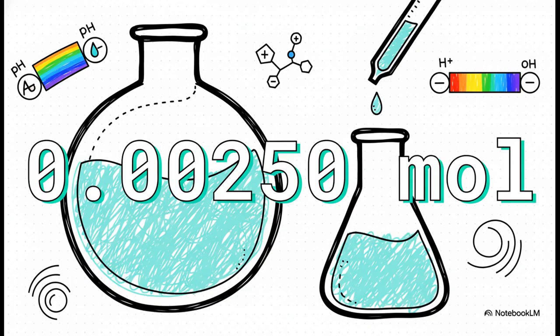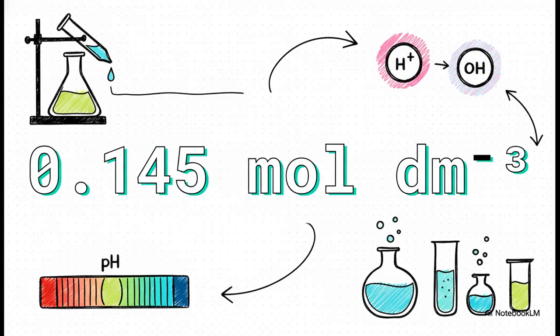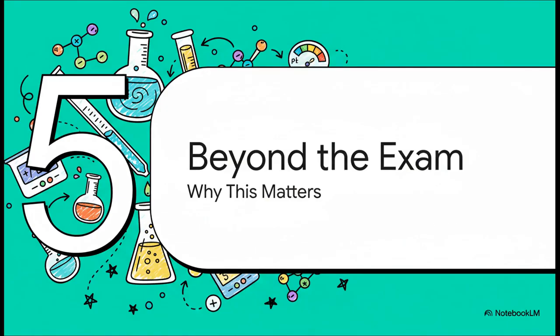See? We're almost at the finish line. And for the final step, we just rearrange that formula we used earlier. Concentration equals moles divided by volume. So we take our moles of NaOH, 0.00250, and divide by the volume we used, 17.20 cubic centimeters, again, remembering to convert it. And there it is, our final answer, 0.145 moles per decimeter cubed. And there you have it, problem solved.